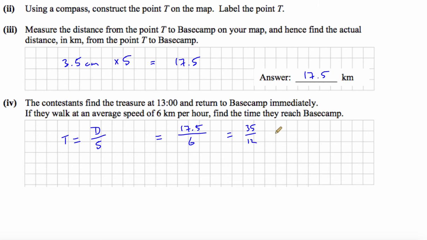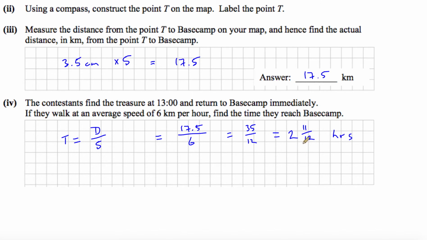Now 35 over 12, you can convert that to a mixed number if you like. So how many 12s are in 35? Well, there's 2 with 11 left over. So it's 2 and 11 12th. And this is time, so this is going to be in hours because our speed was kilometers per hour. So it's 2 and 11 12th hours.